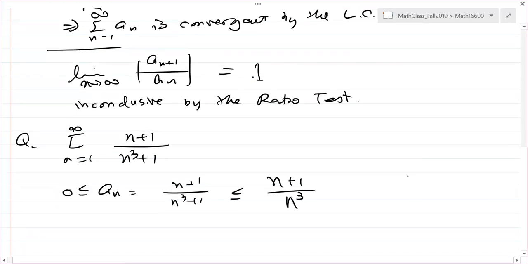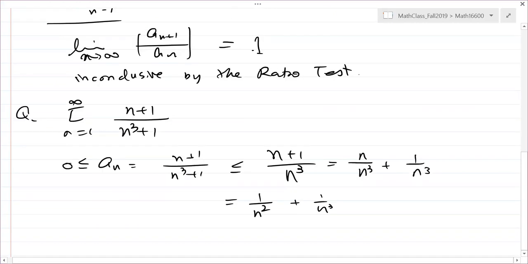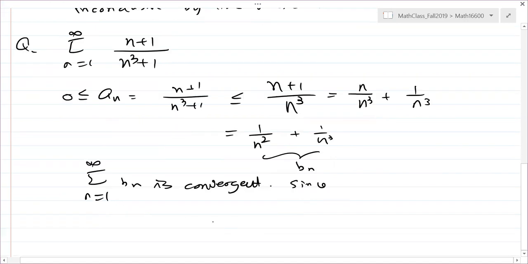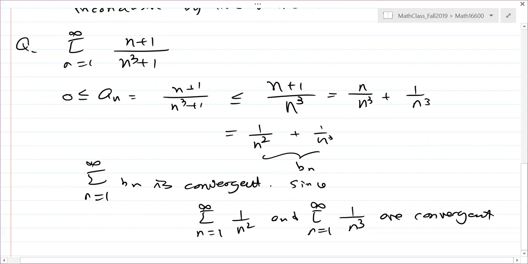There are two options to get rid of it. You can use a property and consider two series: n over n cubed plus 1 over n cubed, which is going to be 1 over n squared plus 1 over n cubed. Both series are convergent, so the sum of these two will be convergent. This is a bit complicated, but you can show that it's convergent. It's convergent not because of a single p-series, but because the sum of two p-series is convergent. Since these two series are convergent by the p-series test, therefore the sum will be convergent.